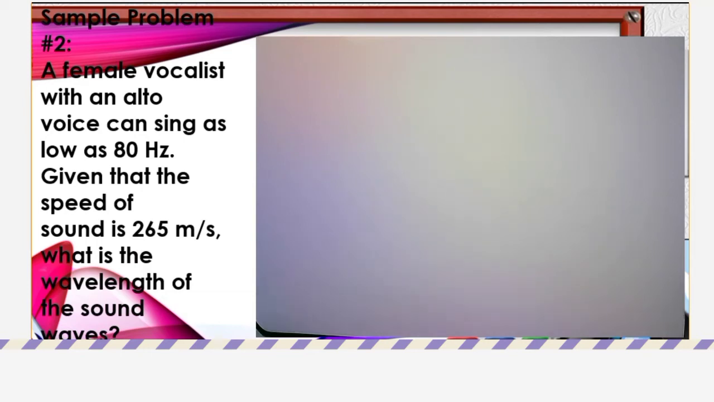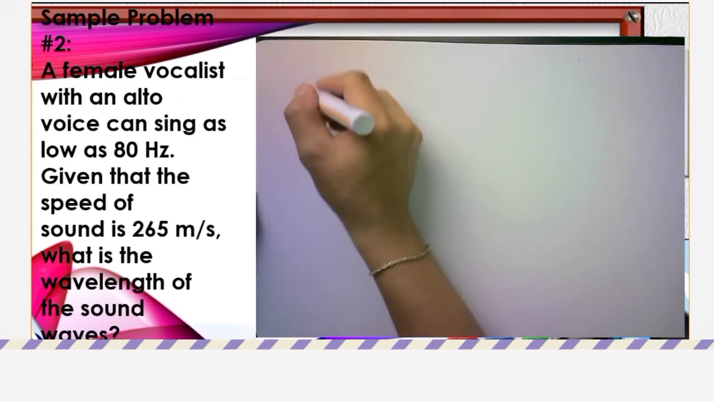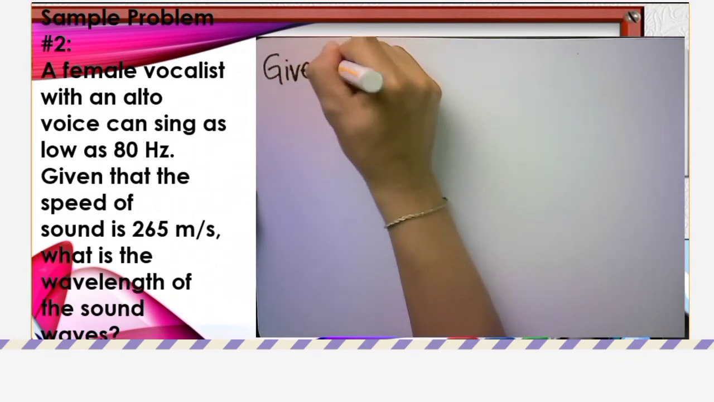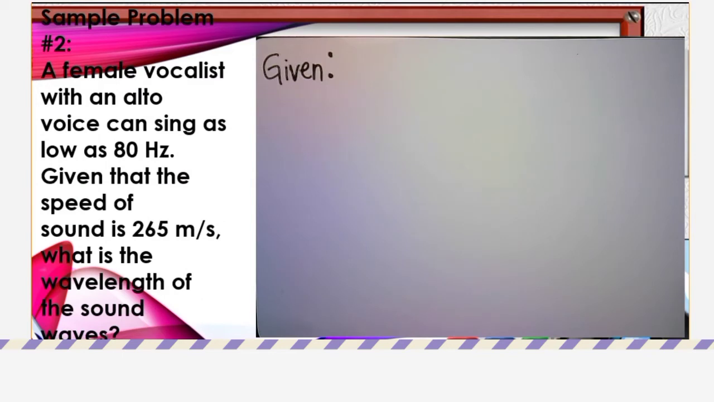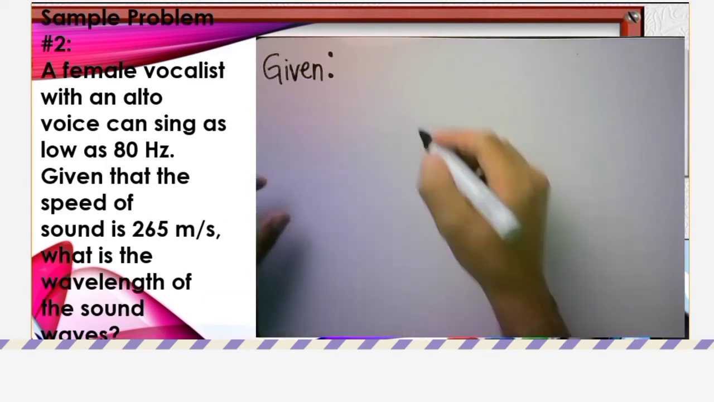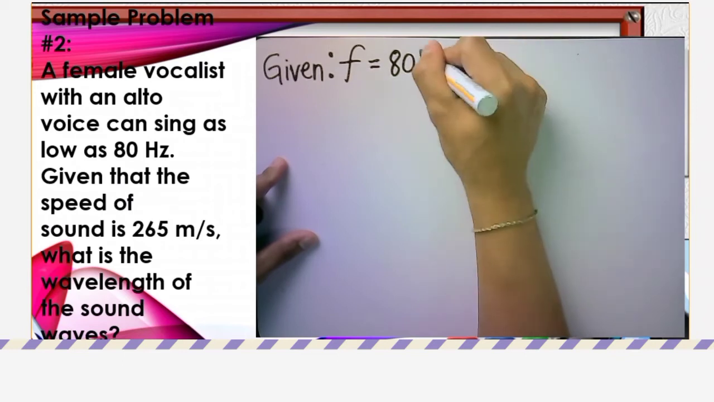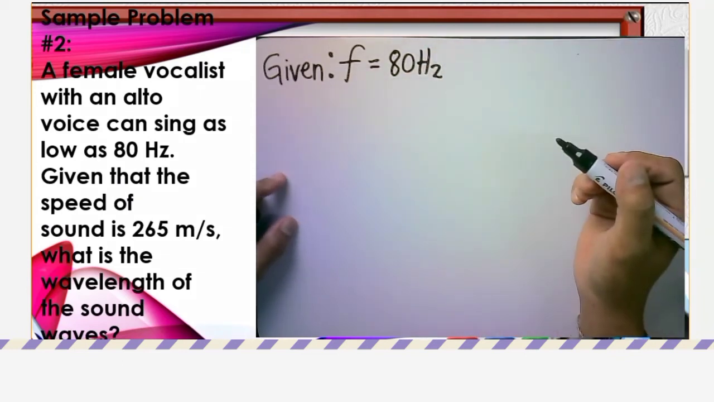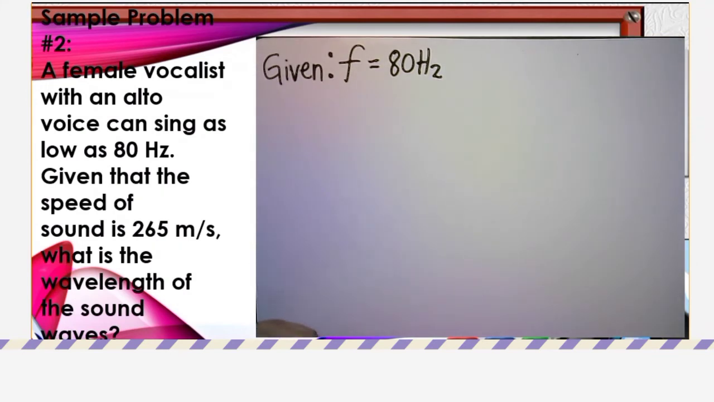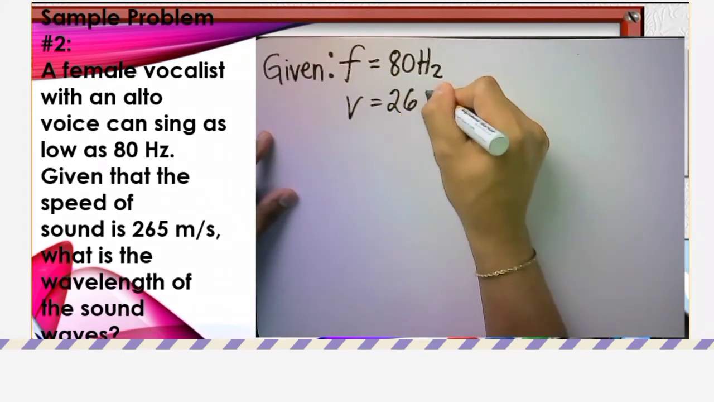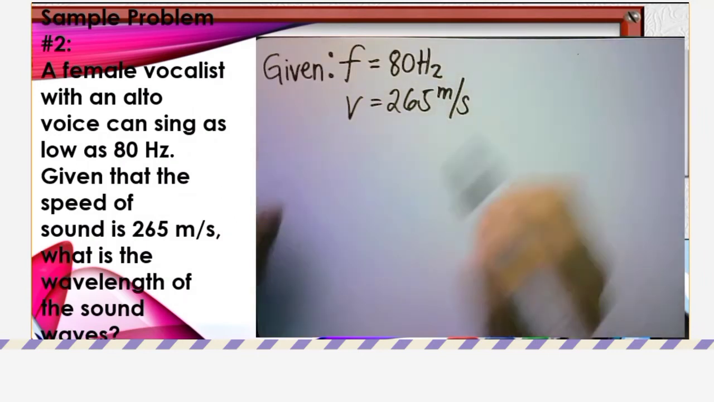So here, we need to use again the GUFS method. We need to use the given. Okay? So for the given, we have here, actually, that is frequency. Frequency is equal to 80 hertz. Okay? Next, another given, class. Take a look at our given. So the given is the speed of sound, which is 265 meters per second. Okay?